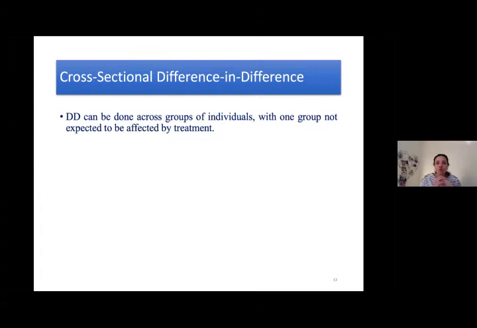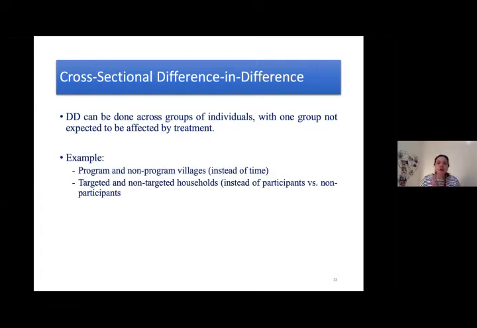Okay, so if you have cross-section, you still can use difference in difference, but in this case, you will not be focusing on before and after. No, you will be focusing on a given village or geographical location where the program was supposed to be implemented, and another one where it's not supposed to be implemented. So if I talk about Takaful, instead of comparing 2012 and 2019, I have data only in 2019.